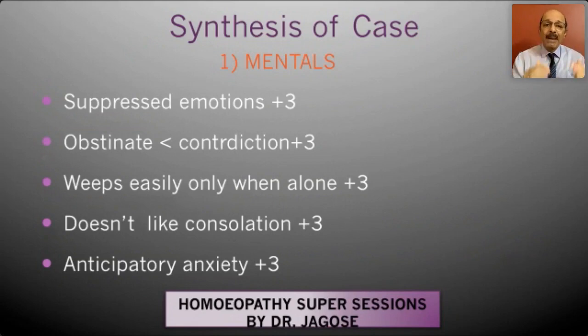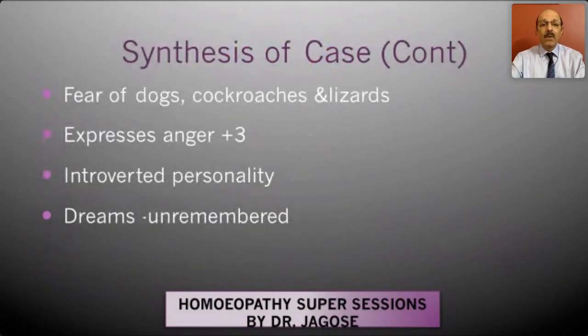So under mentals, we are giving more importance to those symptoms in a case pertaining to the will, emotion, intellect and subconscious. In this case, I've just told you the gist of it. Of course, there's a whole life situation, etc., which will help you to identify which symptoms are more important and which are less important. Hence, in this case: suppressed emotion, obstinate, aggravated by contradiction, weeps easily only when alone, doesn't like consolation, anticipatory anxiety, fear of dogs, express anger, introversion, dreams unremembered, dogs.